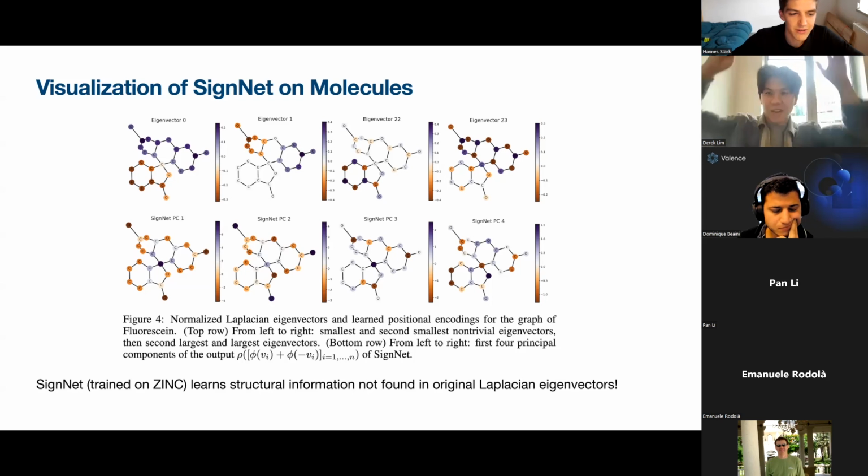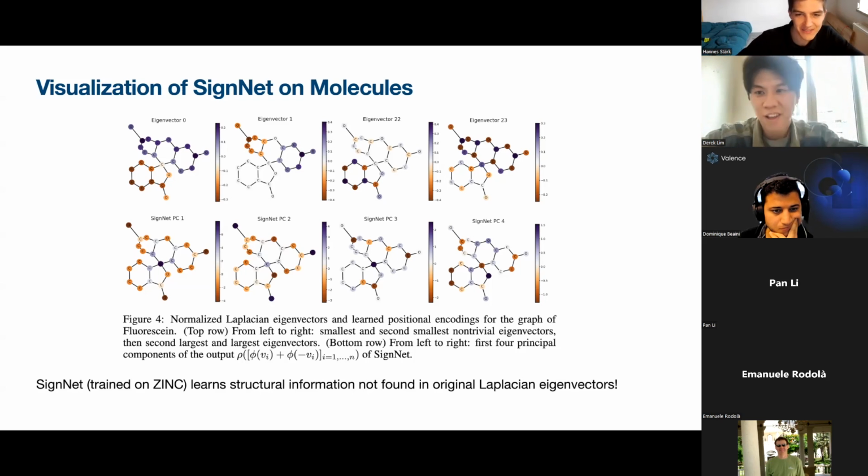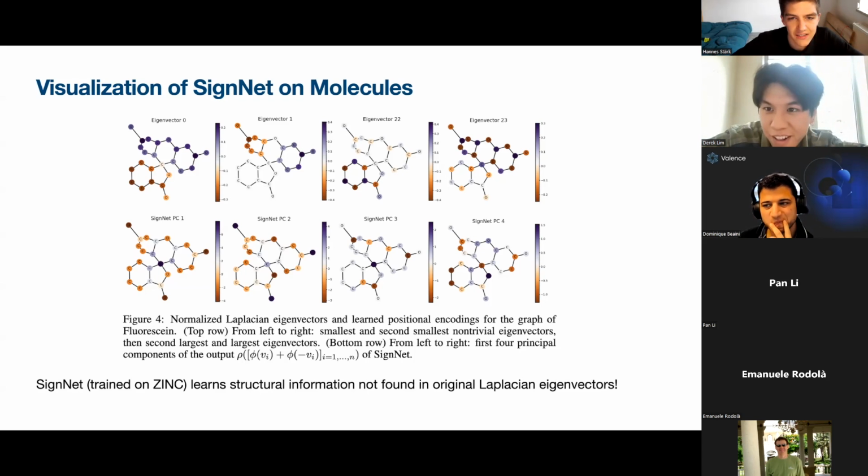As you see there with those carbons. Oh, the third principal component. So it's the third column, bottom row. You see?